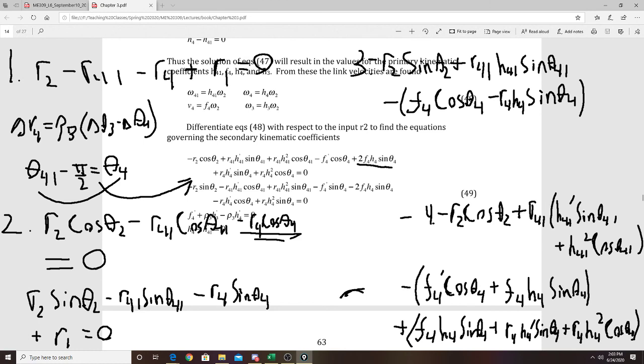I just didn't simplify, but sure. R4 H4 prime sine theta 4, which is here, and then R4 H4 squared, so we got it right.